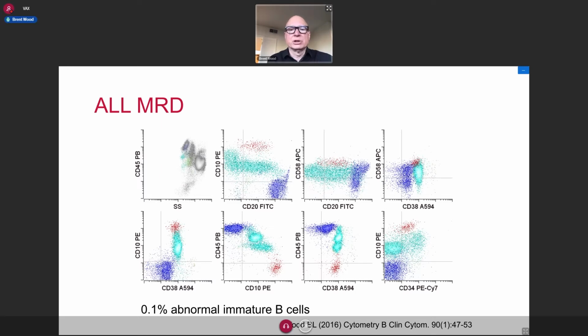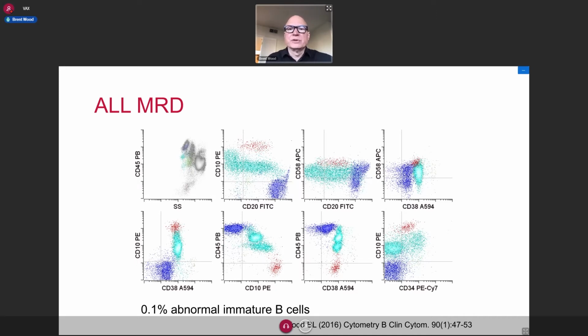CD38 in this patient is relatively normal on the bottom left, but CD45 on the bottom second from left is completely negative on the population of interest in red compared to normal immature B cells in light blue. And on the far right bottom, the population expresses CD34, but at a level that's slightly lower than that of the normal counterpart, which is seen just below it in light blue.